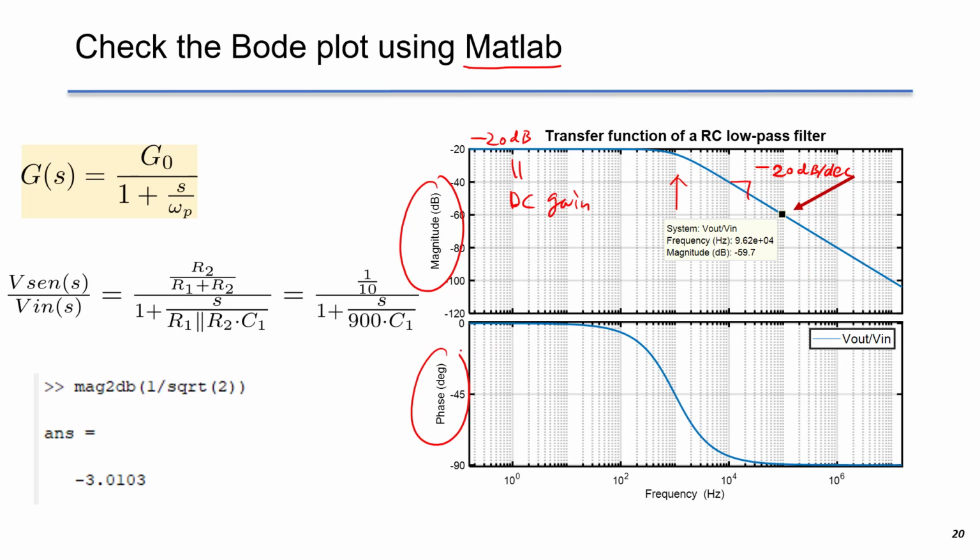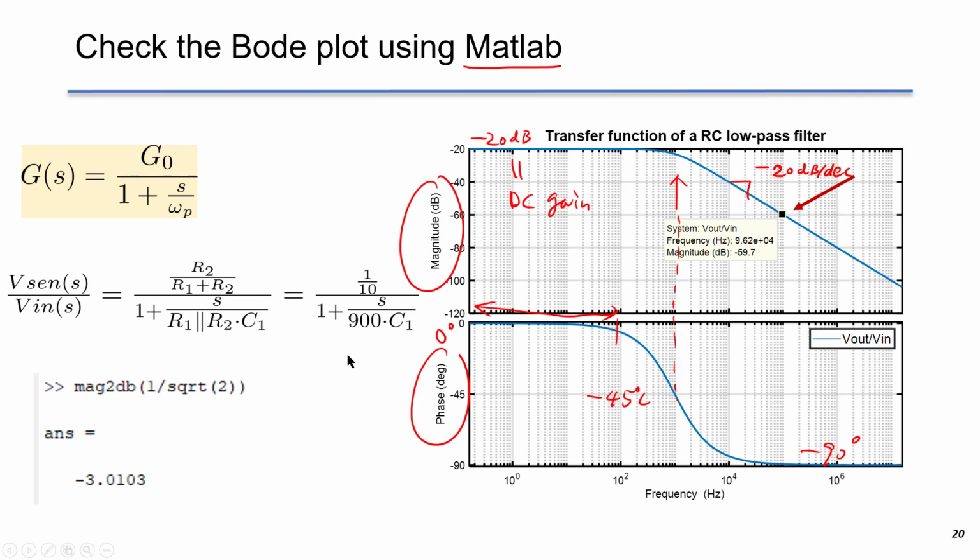The second plot is the phase, and at this frequency, we can see this is minus 45 degrees. Before that, there's very little effect of the pole, so there's no phase delay, and the phase is 0 degrees. After that, we get minus 90 degrees. So this is the Bode plot of the single pole system.